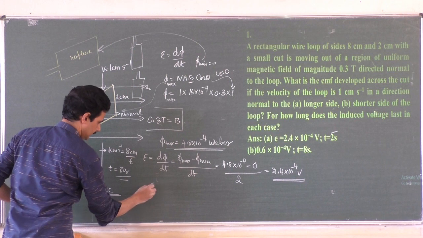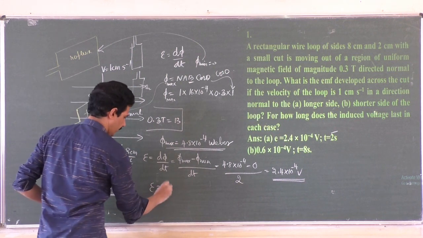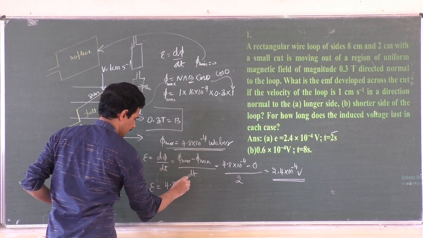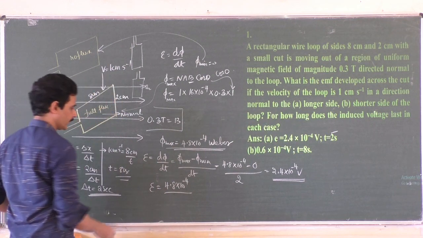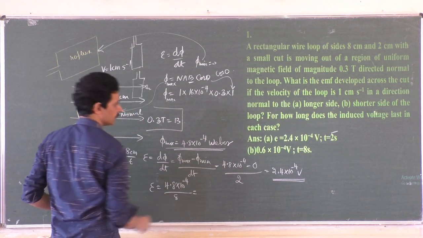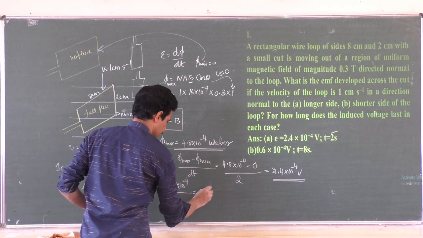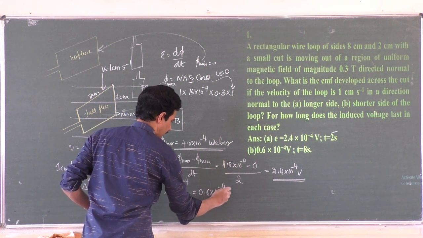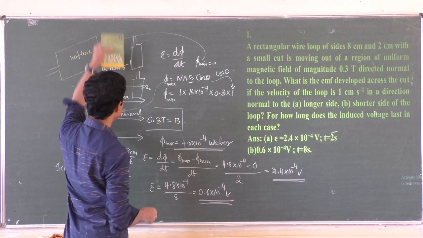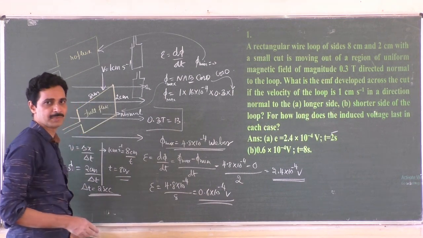Now only this changes. E is equal to dφ, 4.8 into 10 to the power minus 4, divided by dt, 8 seconds. It is 0.6 into 10 to the power minus 4 volt, and it lasts for 8 seconds because there is a change up to 8 seconds. So simple it is, right?